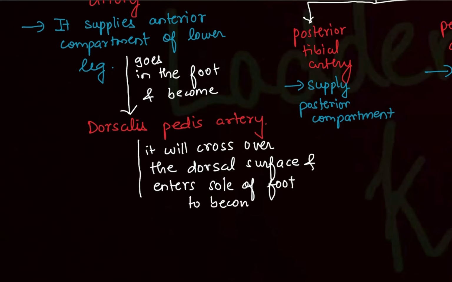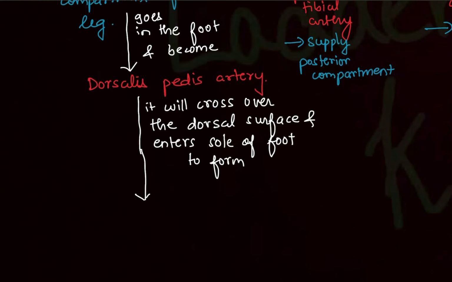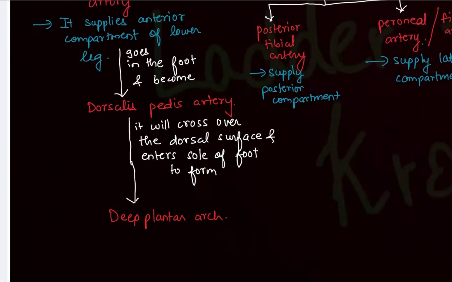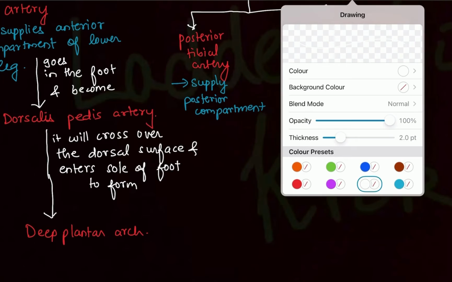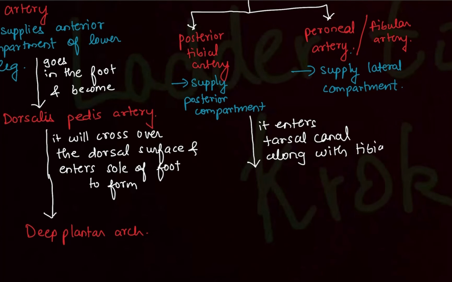to form, not to become, to form the deep plantar arc. What will it form? Deep plantar arc. Okay. Further, this posterior tibial artery enters the tarsal canal, or tarsal tunnel, along with the tibial nerve. Along with which nerve? Along with the tibial nerve.